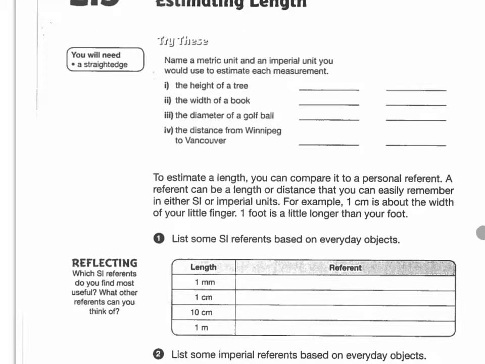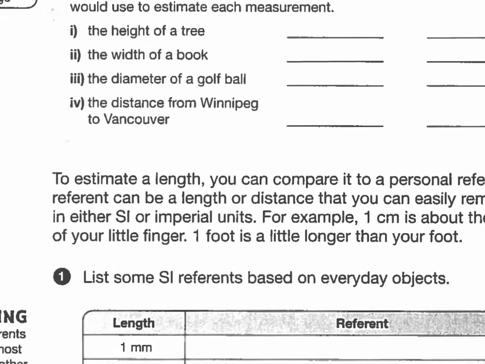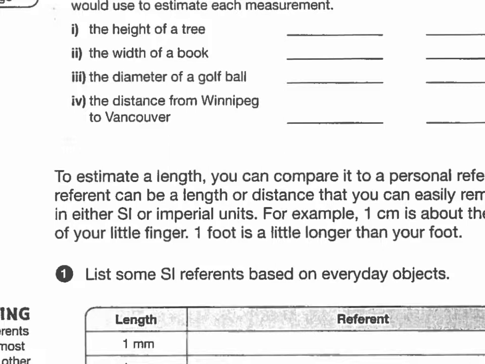Here we are, lesson 2.3, estimating length. So try these. Name a metric unit and imperial unit you would use to estimate each measurement. So the height of a tree, well, I might use meters, and you might use feet.